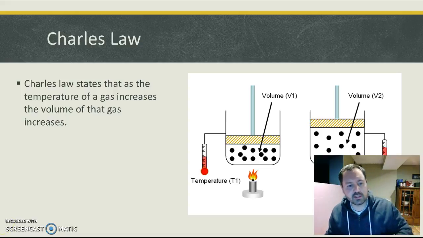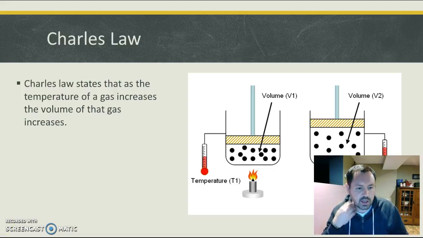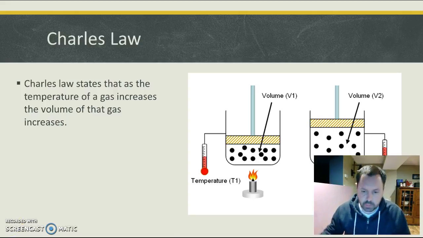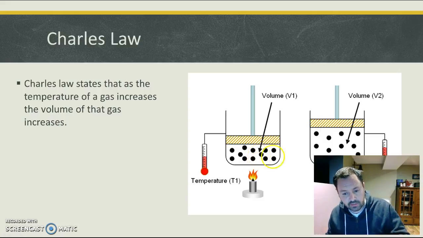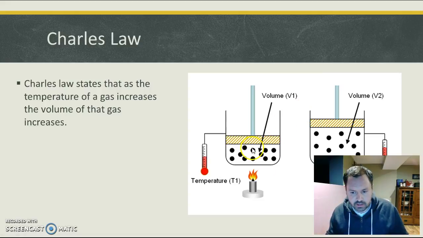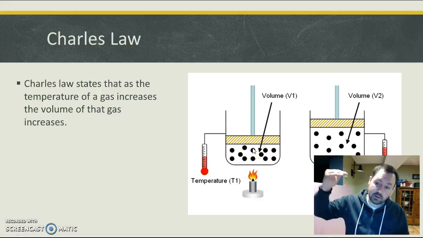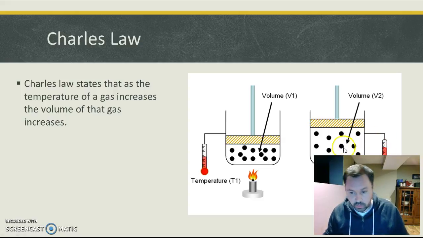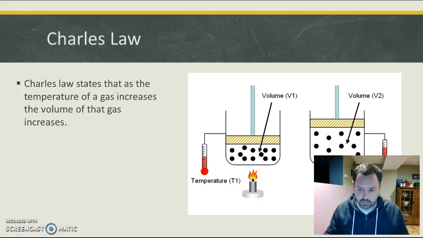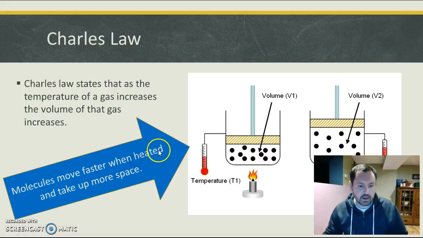It says Charles' law states that as the temperature of a gas increases, the volume of that gas increases. So take a look at this picture here. It helps out. Let's just suppose we have gas in a confined situation. Whenever we increase the temperature of that gas in that confined situation, it's going to increase the volume of that gas. So we see right here that we've increased the temperature. Therefore, we have increased the volume of that gas because this temperature is hotter and this temperature is colder.